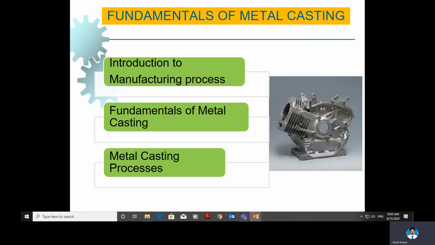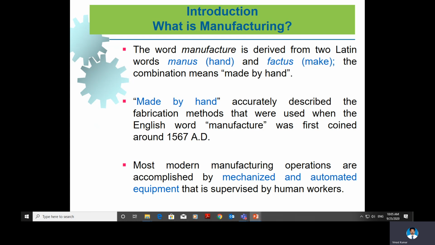So for week 1 material, we will have 2 videos. I'm going to discuss our first video, which is Introduction to Manufacturing Process. How was this word manufacturing generated? Manus means hand, factus means make, made by hand, and it was developed in 1567 AD. Now, most modern manufacturing operations are not by hand, but by automated machines supervised by human workers.